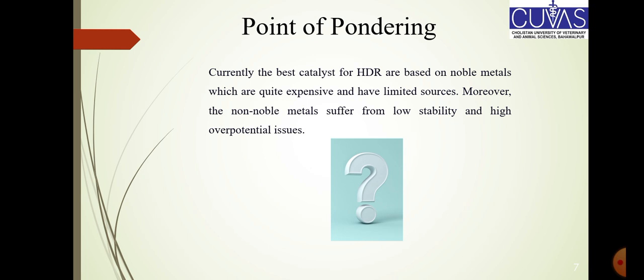Point of bonding. Currently, the best catalysts for the hydrogen dissociation reactions are based on noble metals, which are quite expensive and have limited sources. Moreover, noble metals suffer from low stability and high overpotential issues.